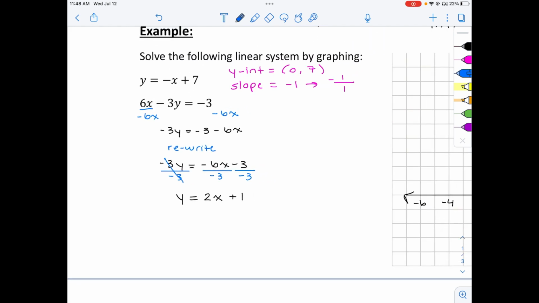So this is now in slope-intercept form, so I can tell what my slope is and what my y-intercept is. The y-intercept, because my b value is 1, means my intercept is 0, 1. And my slope is my m value, which is 2. And again, if you want to see that as rise over run, if you have a whole number, you just put a denominator of 1. So we can say the slope is 2 over 1, which means we are going up 2, right 1.